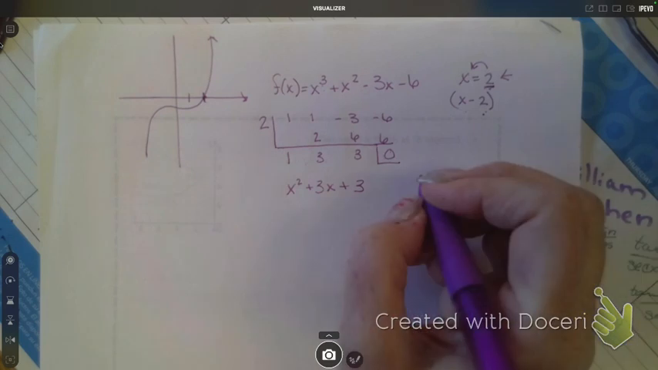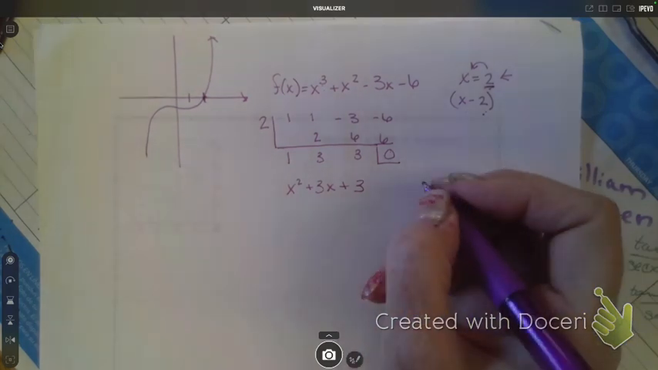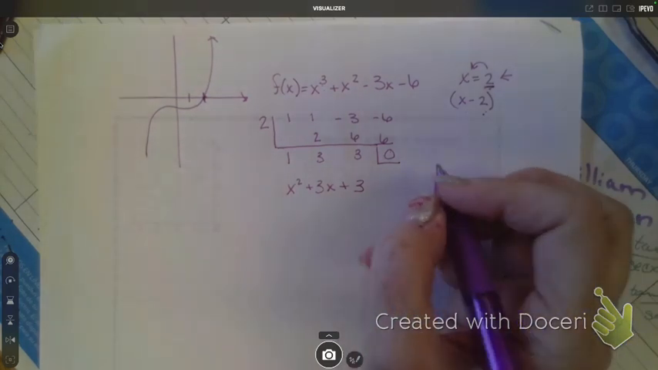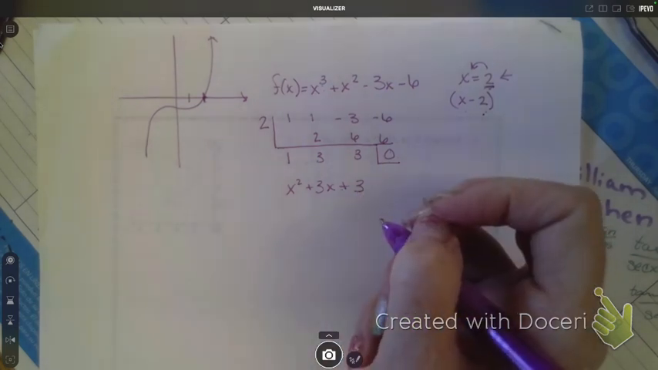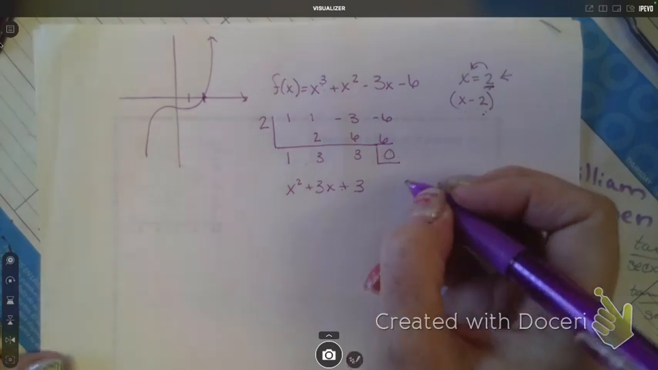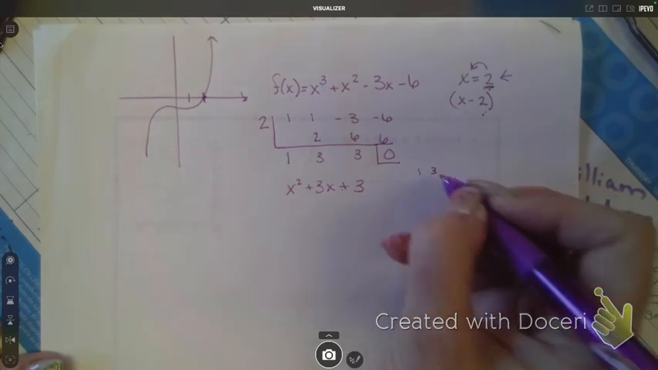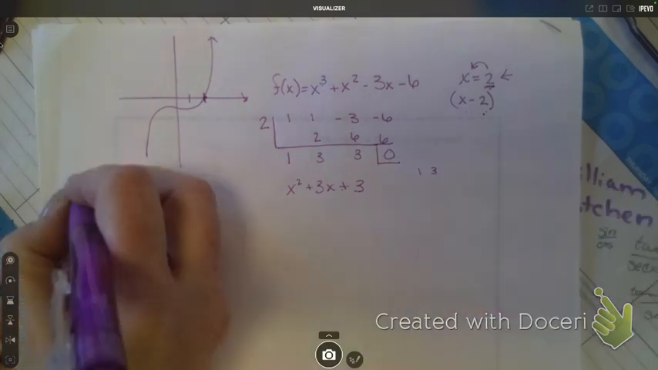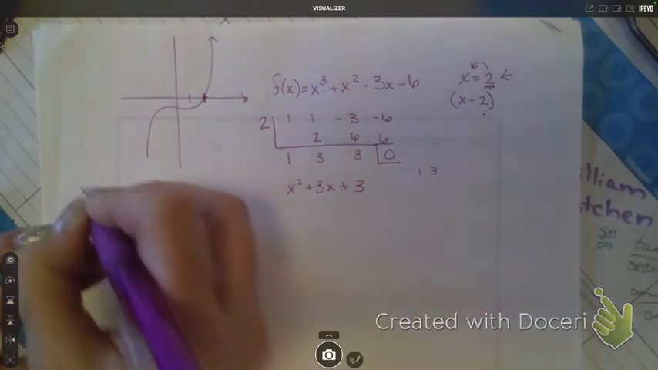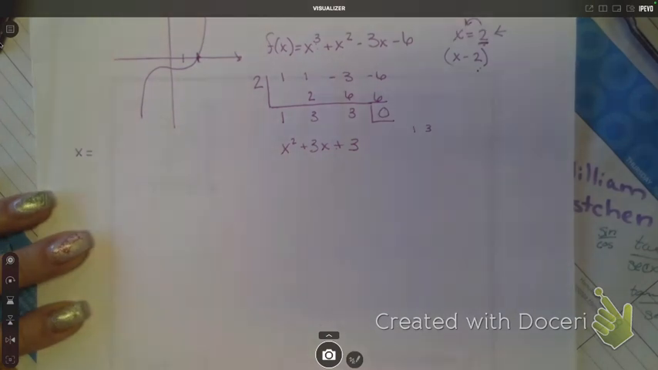I can factor or use the quadratic formula. Do the factors of 3 add to 3? 3 and 1 don't add to 3. So we can't factor, we have to use the quadratic formula. What is it? If you don't remember, you better write it down. You better write it down anyway. What is it?